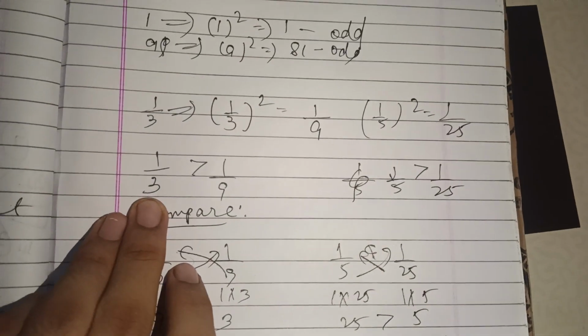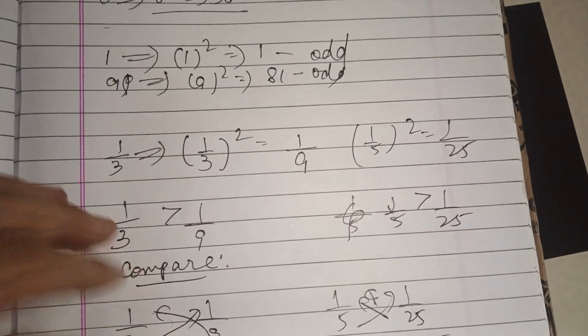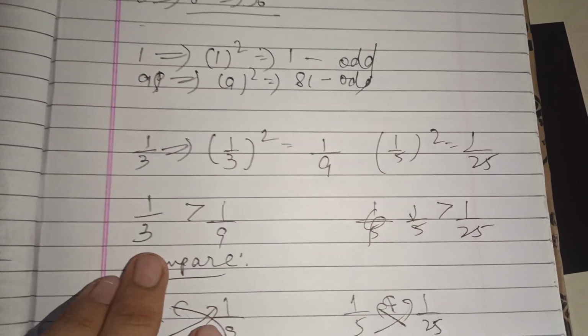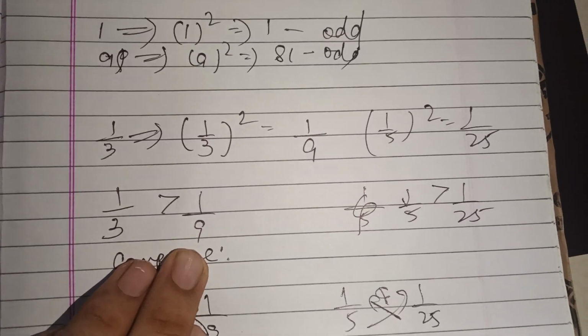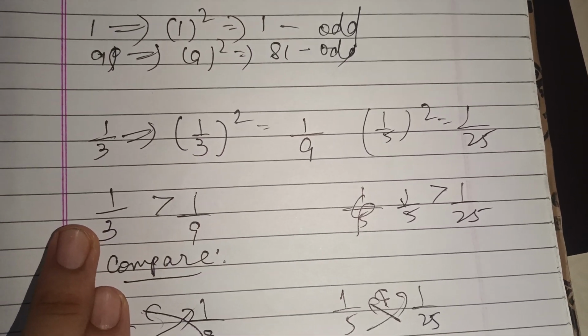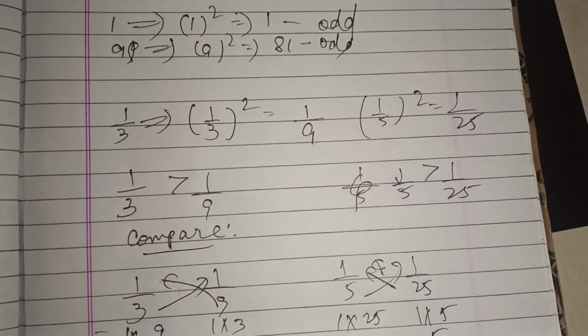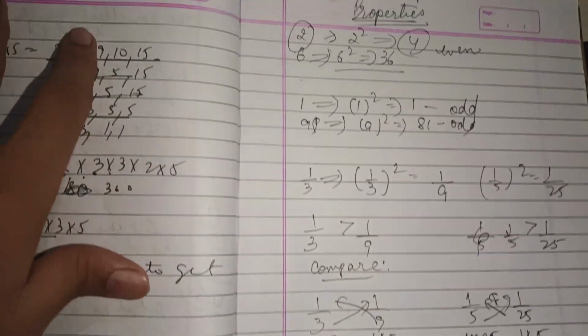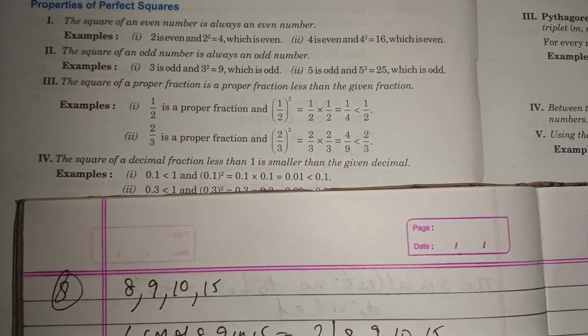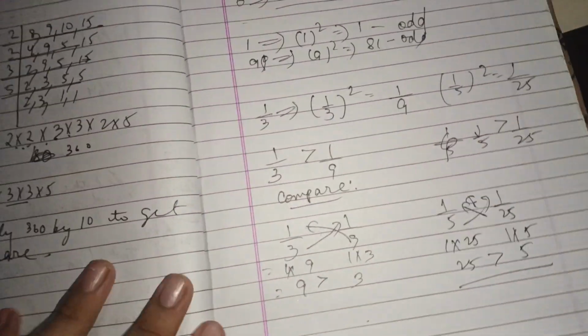See, this is a proper fraction. What is a proper fraction? Where the numerator is smaller than the denominator. So it is a proper fraction, and the result is also a proper fraction, but the result is less than the earlier one. That is the property over here. Next is the square of a decimal fraction less than 1 is smaller than the given decimal.